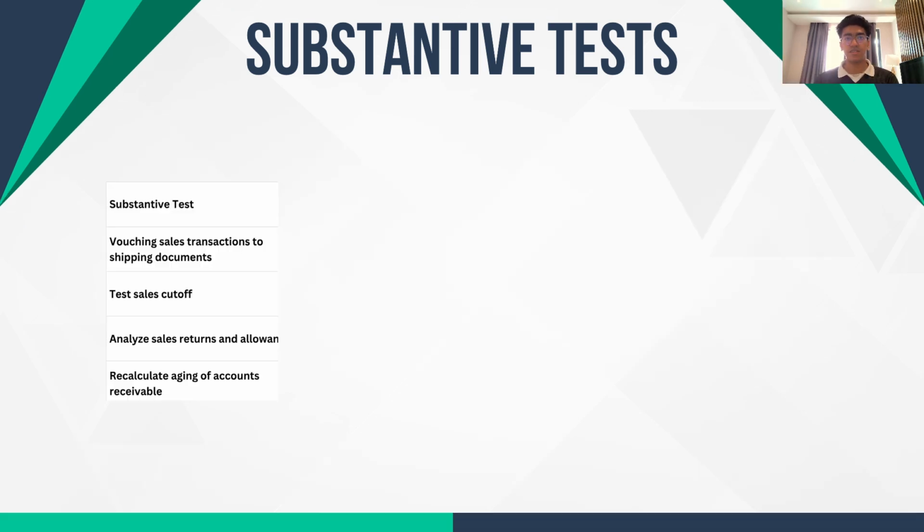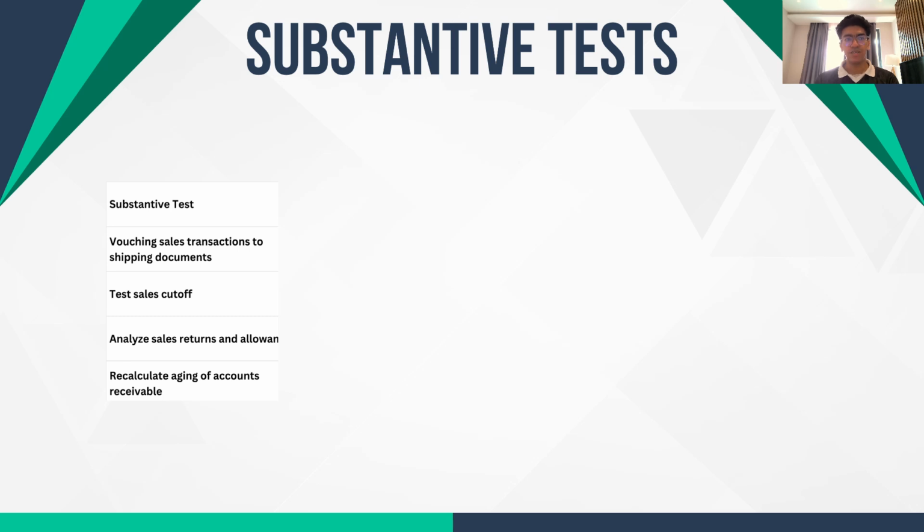Now let's take a look at some of the substantive tests related to the sales and collection cycle. Number one is the vouching of sales transactions to shipping documents. This helps verify the occurrence of the sale, whether it actually happened or not. An example of this is tracing sale entries to the bills of lading or the delivery orders or delivery notes. Next is the test of sales cutoff, where we verify the transactions are recorded in the correct accounting period, as some companies might tend to push their sales in December into the following year in January.